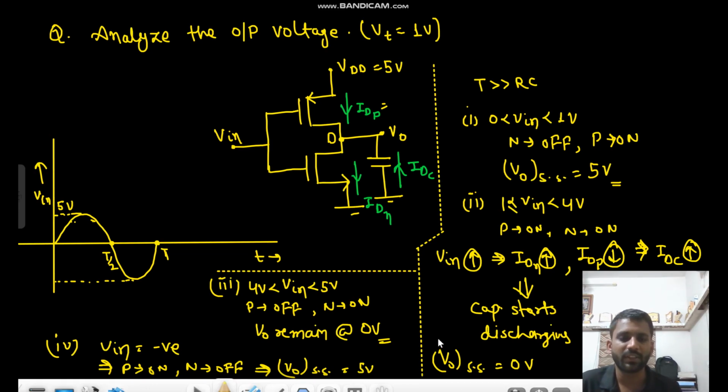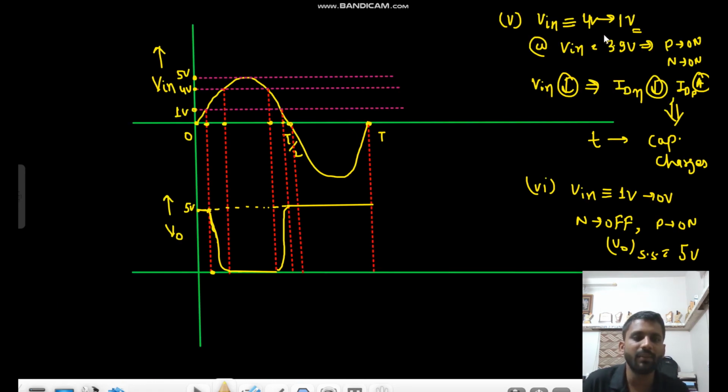Now the third condition is when we are going from 4 volt to 5 volt, your PMOS is off and NMOS is on. If NMOS is on, there is no supply, so it will remain at 0 volt only. Now we are coming from 4 to 5, and then from 5 to 4, right? We are coming down from 5 to 4, then it will remain the same only because the PMOS is off and NMOS is on.